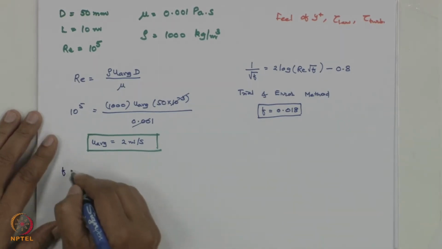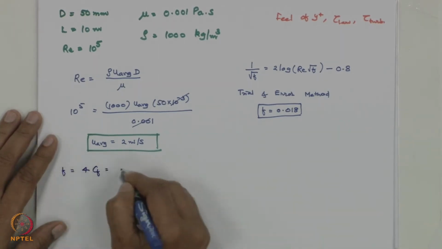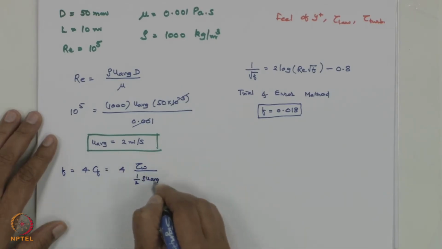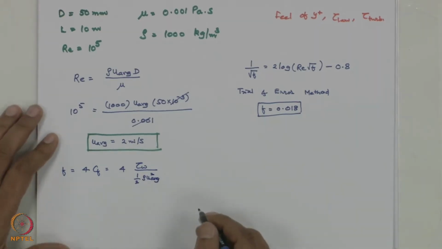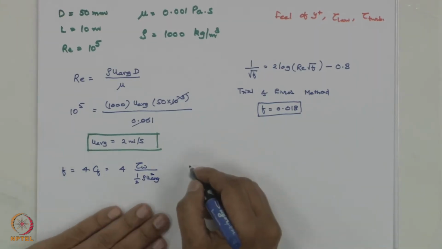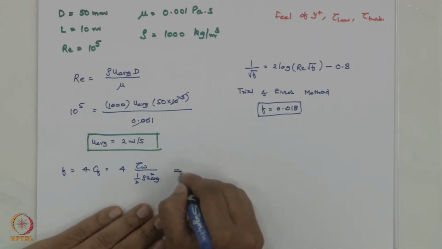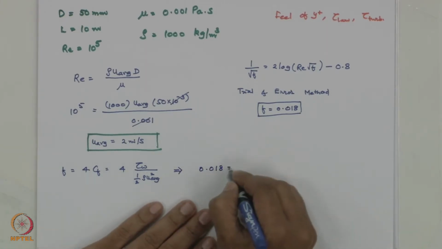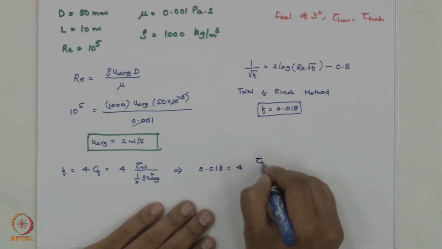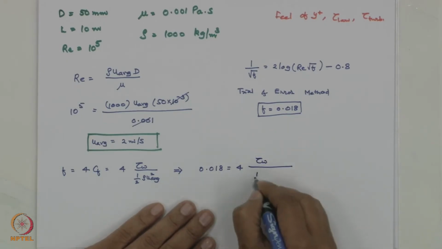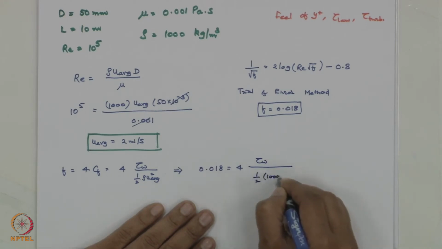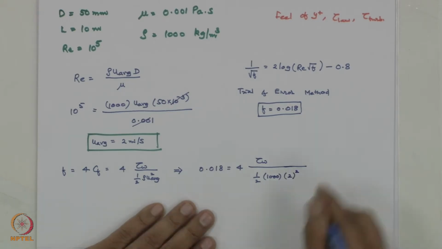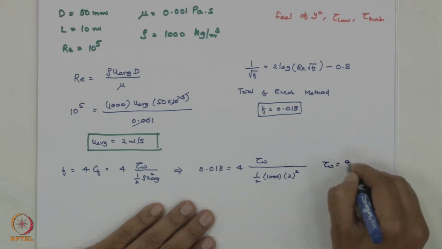Now what is f? f equal to 4 Cf. What is Cf? Tau wall upon half rho U average squared. Correct? So now f is found to be 0.018, equal to 4 into tau wall upon half, rho is 1000 and U average squared is 2 squared. So you get tau wall equal to 9 Pascal.